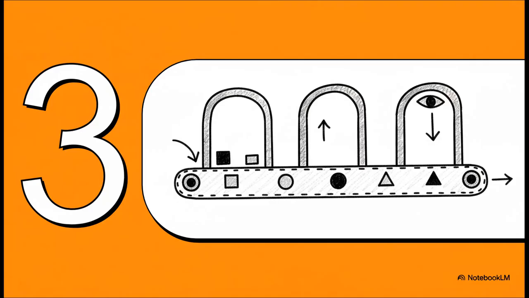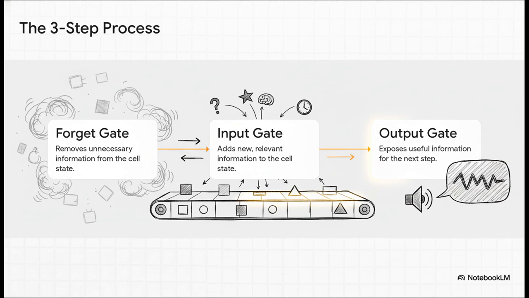Of course, a conveyor belt that just carries everything forever wouldn't be very helpful. You need a way to put new things on it, take old things off, and decide what to look at. And that is where the next piece of genius comes in, the three gatekeepers. LSTMs use three special gates to carefully manage what's on that memory conveyor belt. First up is the forget gate. It looks at the old information and decides what's not needed anymore. Like forgetting the old subject of a sentence once a new one is introduced. Next, the input gate decides what new, important information should be added to the belt. And finally, the output gate decides what specific piece of memory is actually useful for whatever the network needs to do right now.